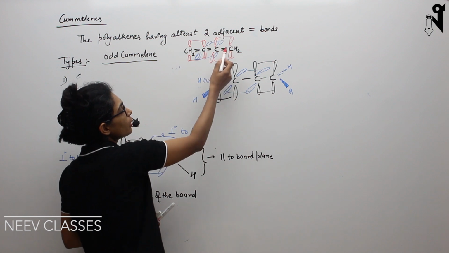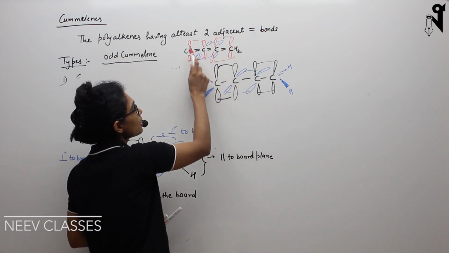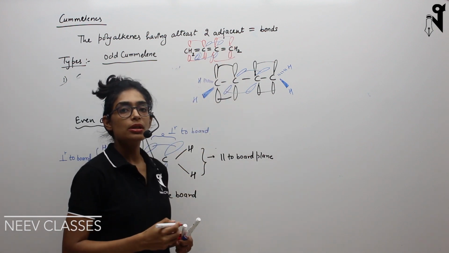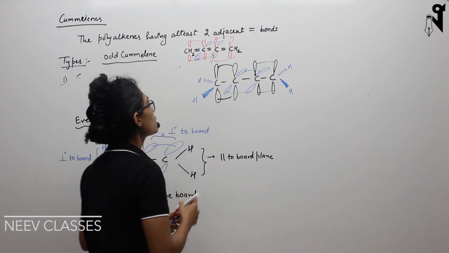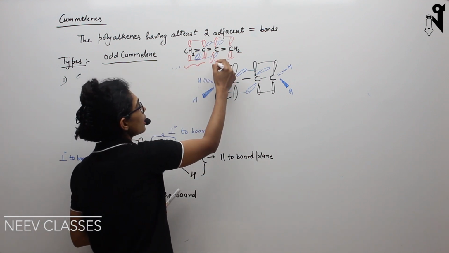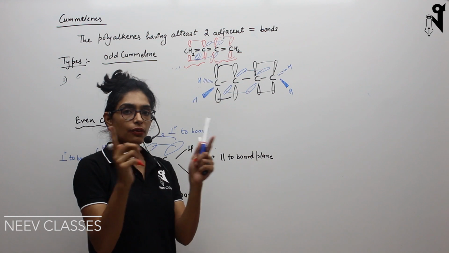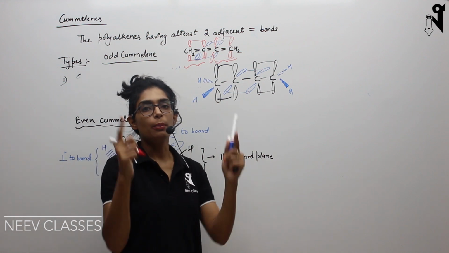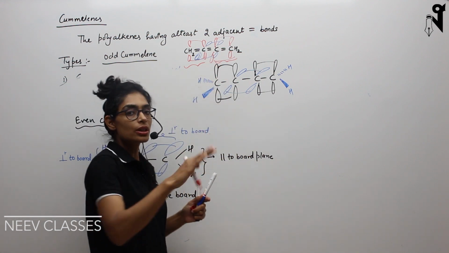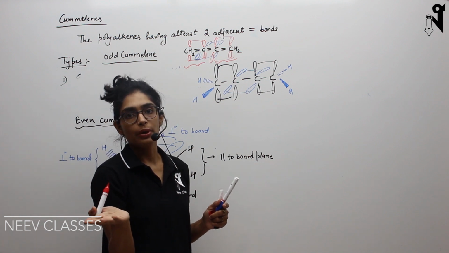Now just look at it very carefully. The first carbon's and the last carbon's p orbitals are in the same plane. Or you can say the first two carbons and the third and fourth carbons, when forming the pi bonds, are using the same plane p orbitals, whereas the second and third carbons are using different plane p orbitals, correct?